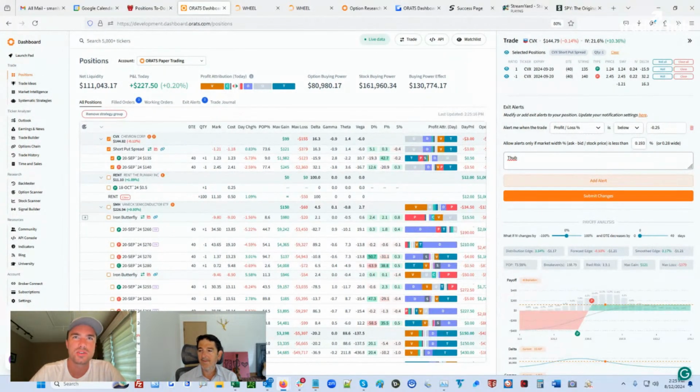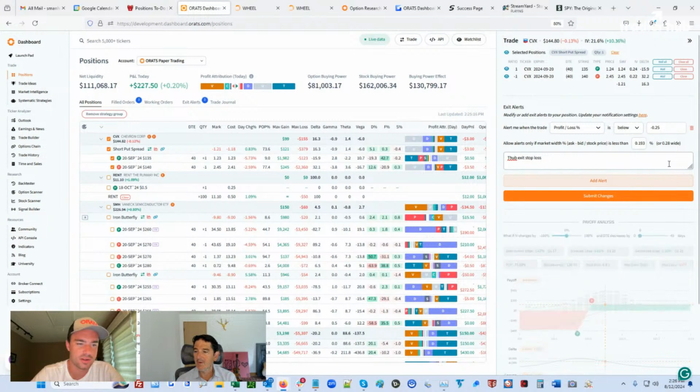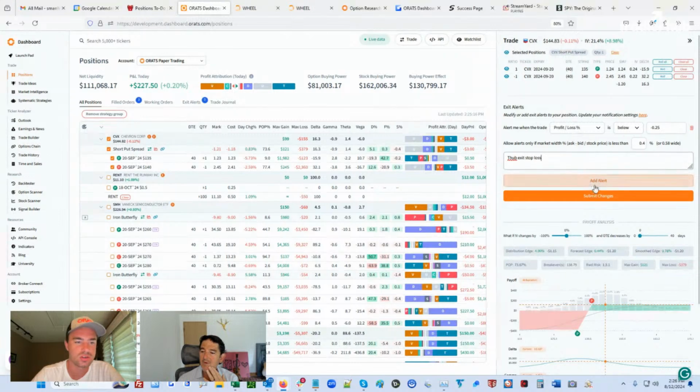At the end of the day, a short put spread has the same sort of payoff structure across all different symbols, right? You're making money when the stock goes up, and you're losing money when the stock goes down. So I think it is a good approach to finding what kind of exit triggers or entry triggers work.